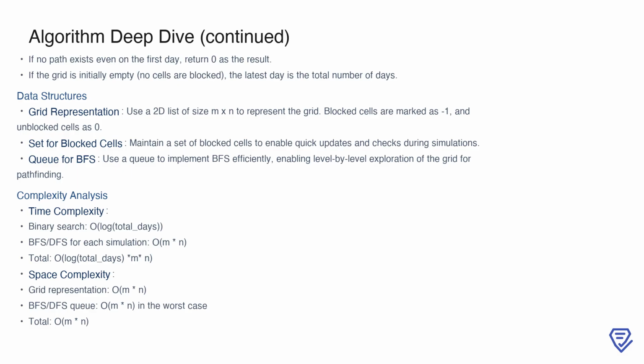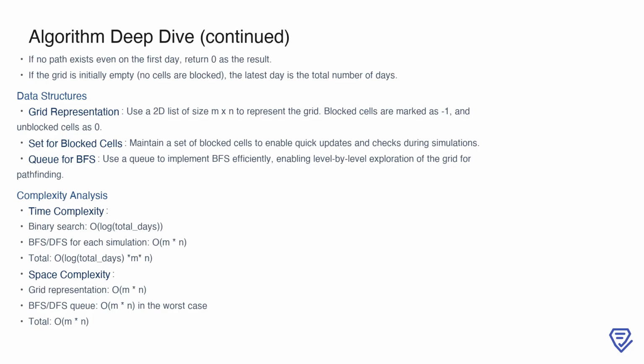Conversely, if the grid starts completely open with no blocked cells, the latest day will be the total number of days, since the path will remain clear until the very end. For grid representation, we use a 2D list where -1 marks blocked cells, and 0 marks unblocked cells. To efficiently manage blocked cells, a set is maintained for quick updates during simulations. When implementing BFS, we use a queue to explore the grid level by level, ensuring efficient traversal.